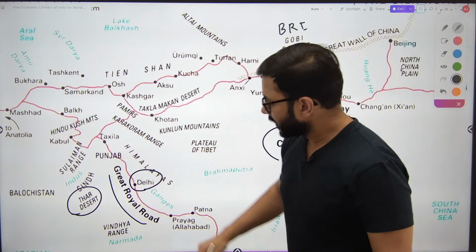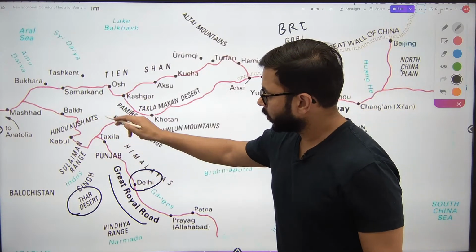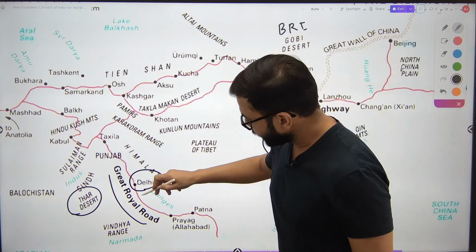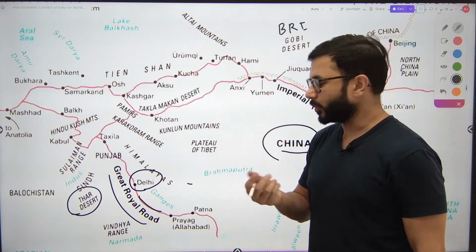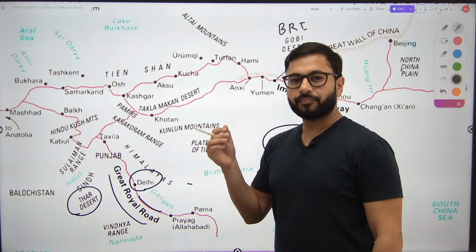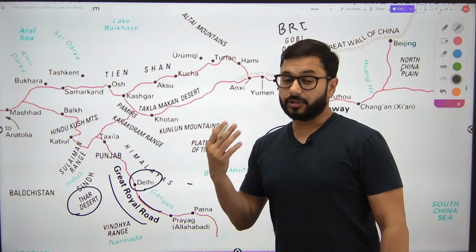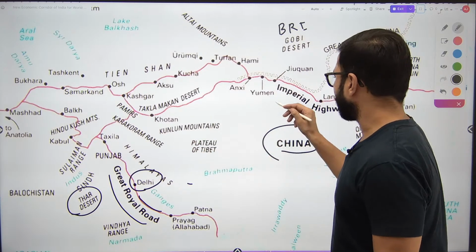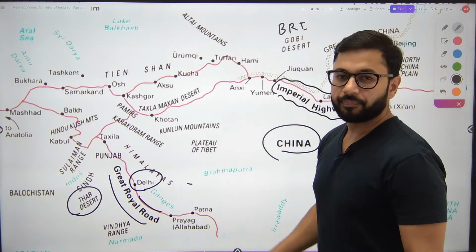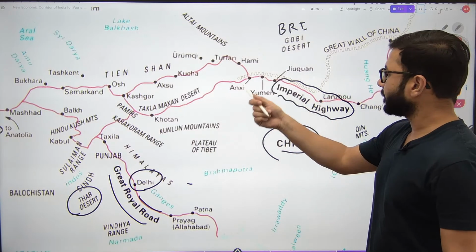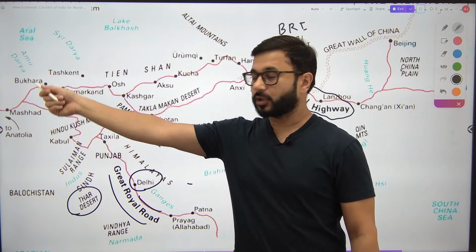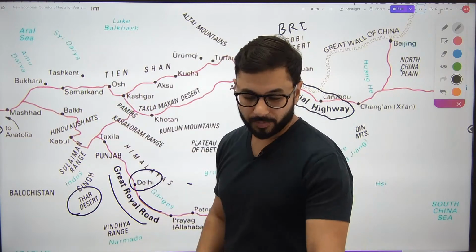The road connecting Delhi to some place in Central Asia was called the Great Royal Road. This was something unique and new that I found here, so I thought I'll share it with you. We will be talking about the modern Silk Route as well as China's own modern version of Silk Route very, very shortly. And this here is called or was called the Imperial Highway. Now this used to be the route connecting China to Central Asia, to the Middle East and to Europe as well.